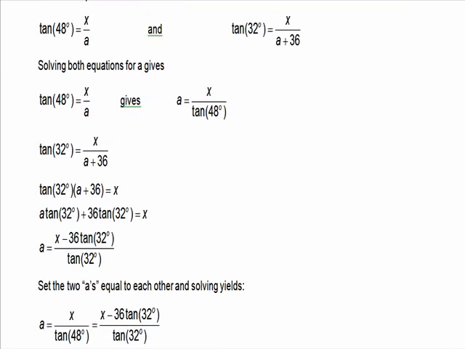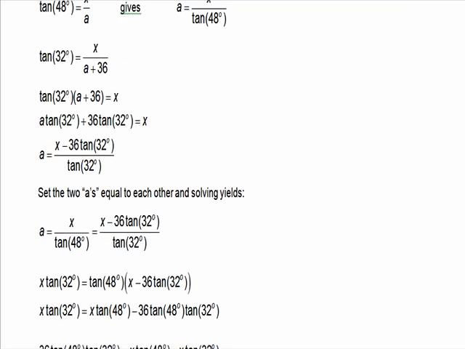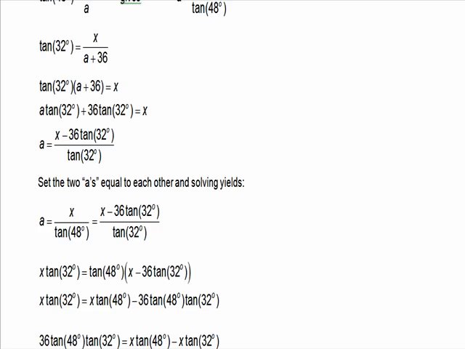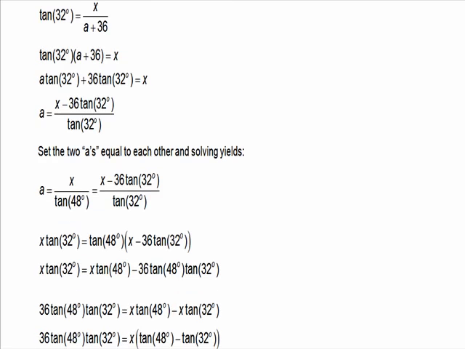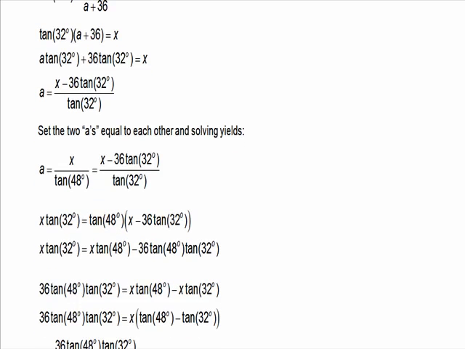Now, because I'm going to solve this, I'm going to take these two things that I solved for a and set them equal to each other. What that's going to allow me to do is solve for x. So when I set them equal to each other, I again cross multiplied. So x tangent 32 is tangent 48 times x minus 36 tangent 32. And then I distributed, so I'd have x tangent 48, and then I'm going to have 36 tangent 48 tangent 32.